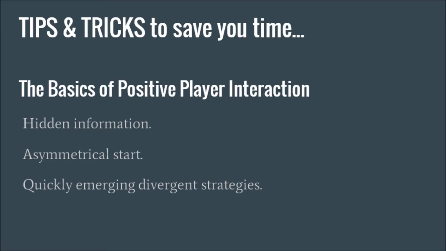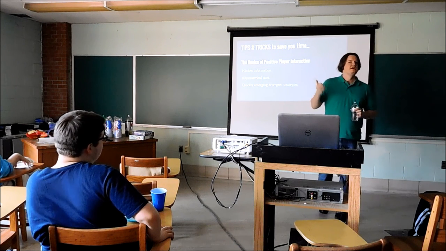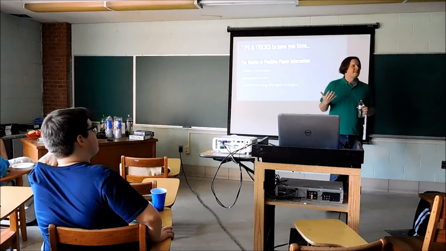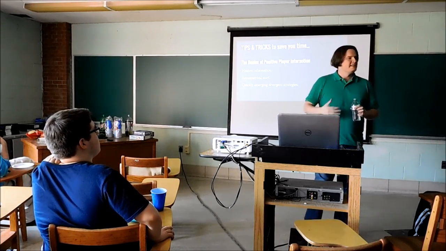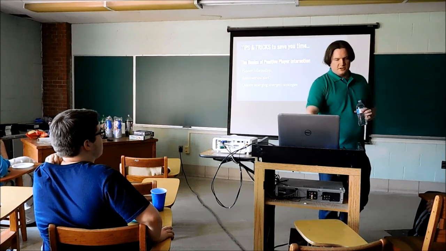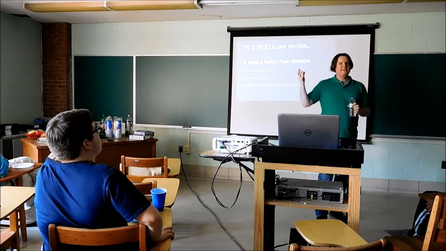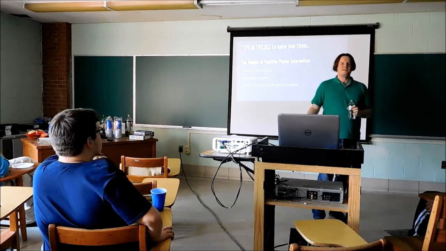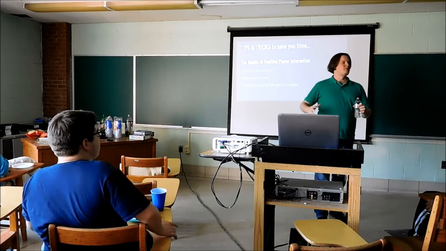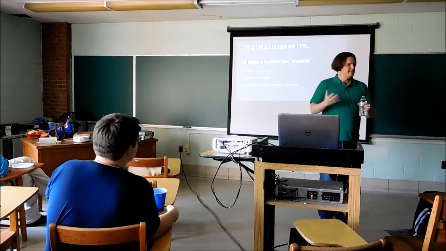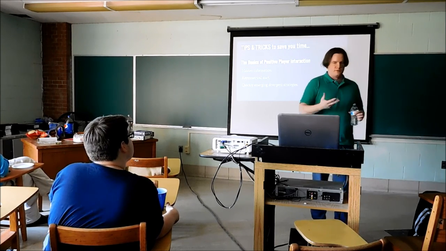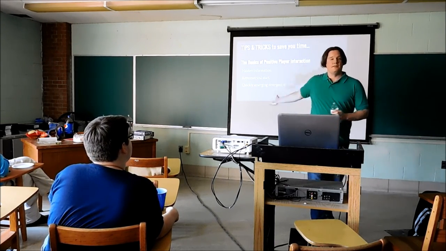It's great. Basics of positive player interaction for me are hidden information, an asymmetrical start, and quickly emergent divergent strategies. What does all that mean? Well, hidden information is just cards that other people can't see. Things that other people don't know. An asymmetrical start is something where I have something that is different from you, whether it's a single resource that is a different color, or an entirely different setup or race characters. It's different from what you have, so we have a reason to diverge immediately.